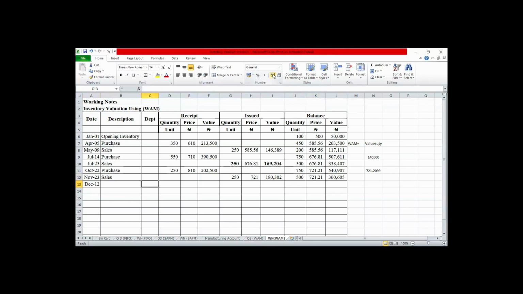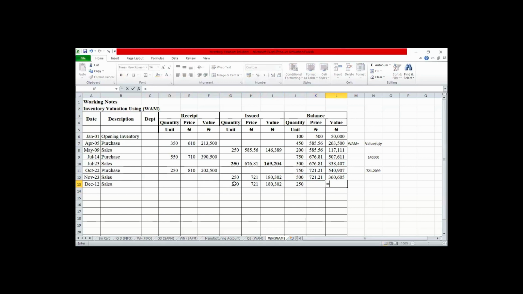December 12th, what do we have? 250, that's the sales, sir. Sales, 250 units, at what price? At our old price, since we are taking them out. Then this will be times this, the same rate. Then here, 500 minus 250, our balance is 250.